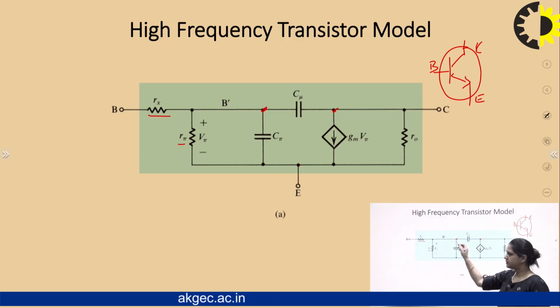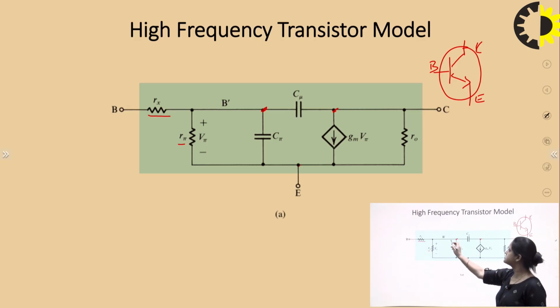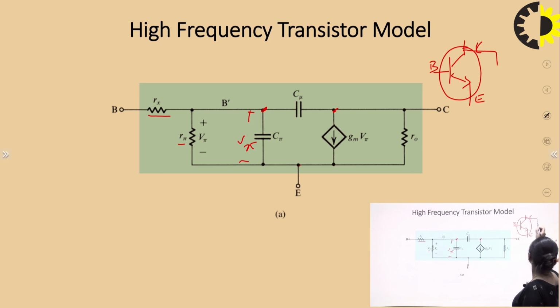C pi is the base emitter junction capacitance, and this is the collector base junction capacitance, C mu. Definitely the current, which is IC, will be replaced by gm V pi, because V pi is the voltage across this, and RO is the internal resistance between collector and emitter. So this is the high frequency model of the transistor.